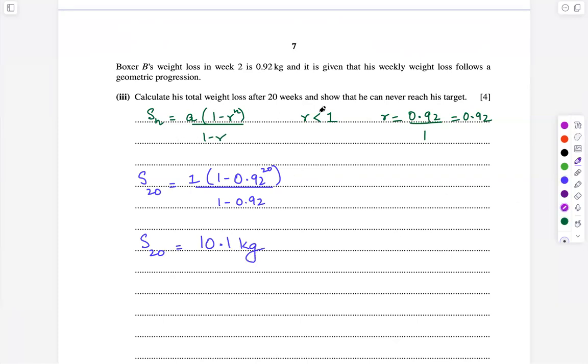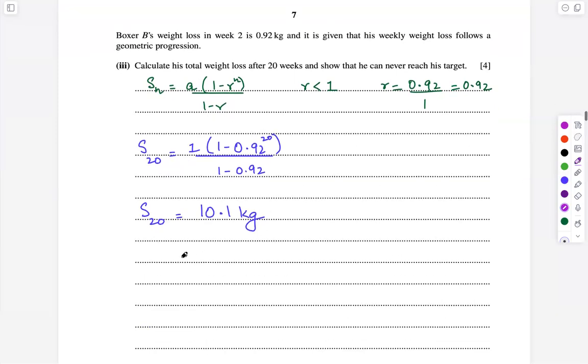And now as we have to show that he can never reach his target, it is basically talking about even if n is very large, what will the sum be? That means we have to find the sum to infinity. The formula for sum to infinity is a upon 1 minus r. And just to understand this, we know that the sum formula is a into 1 minus r to the power n upon 1 minus r.